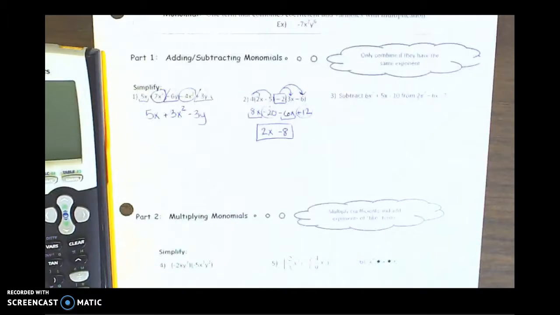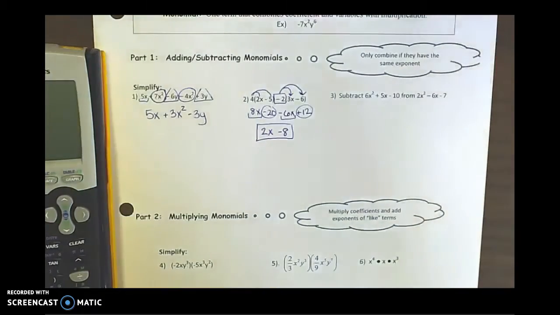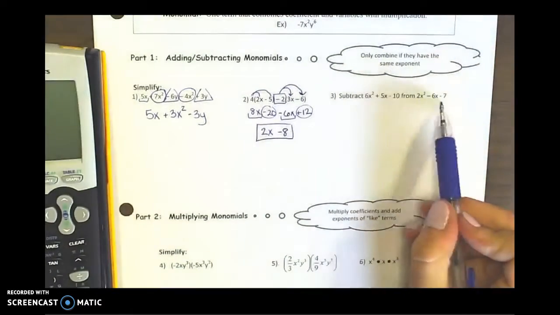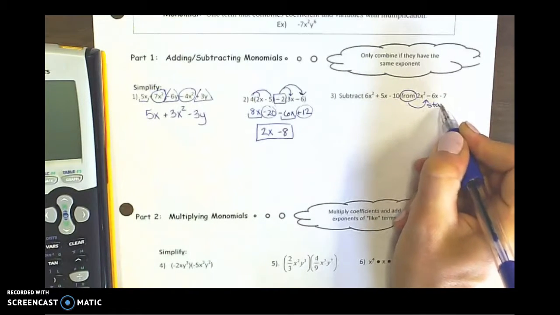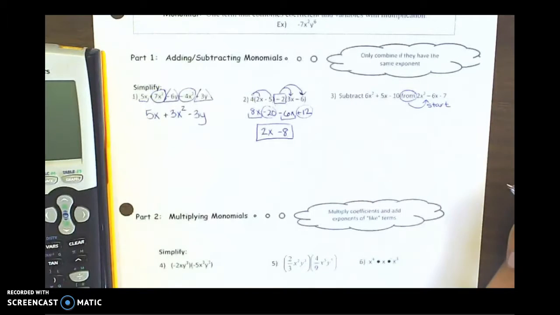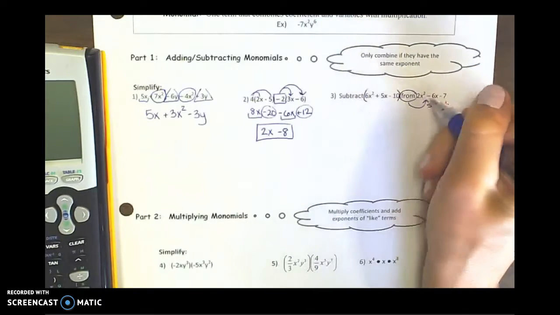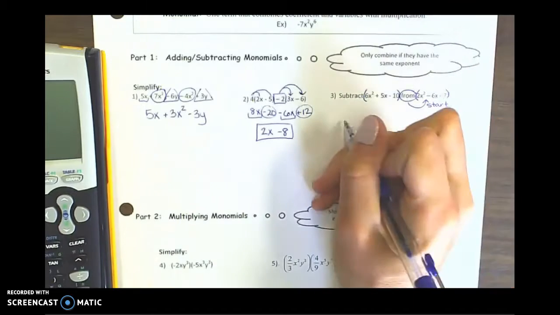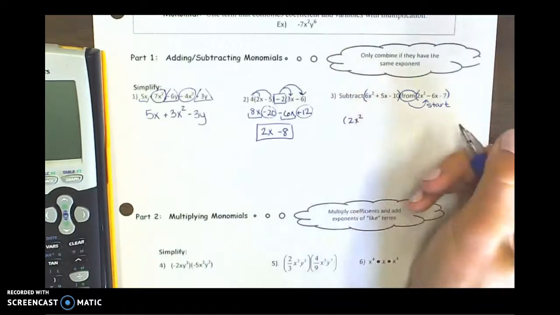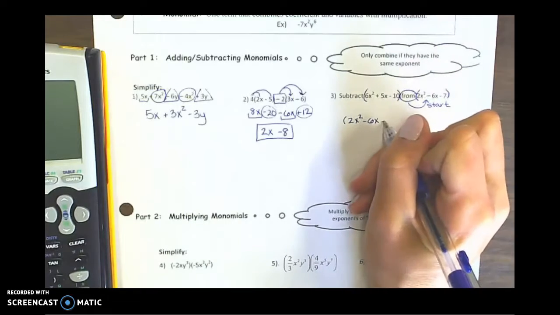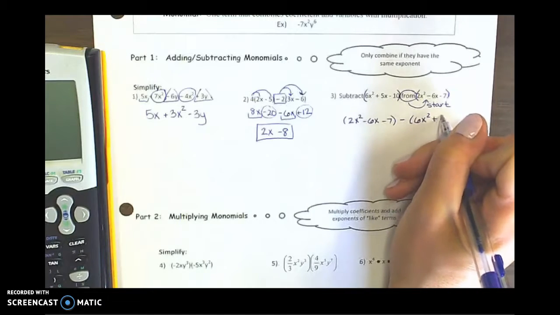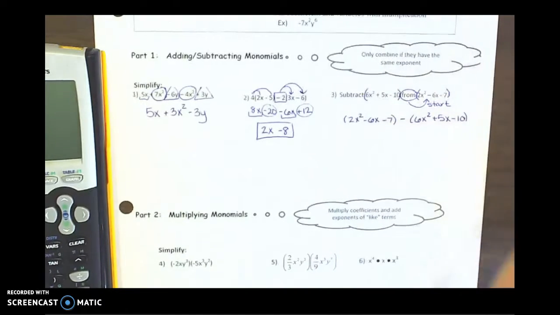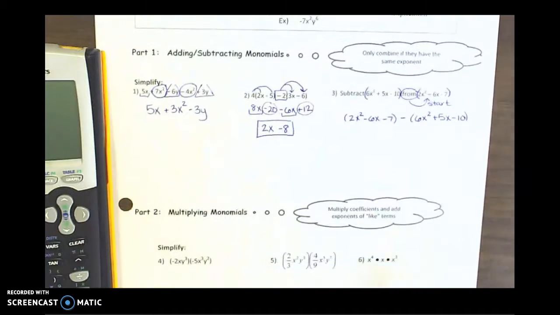Okay, if we take a look at number three, it says subtract 6x squared plus 5x minus 10 from this quantity. So remember, whenever you see the word from, you start with what comes after the word from. Now, these are polynomials. Polynomials are quantities, and quantities go into parentheses. So I'm going to put parentheses around these. So I'm going to start with 2x squared minus 6x minus 7, and I'm going to subtract 6x squared plus 5x minus 10. Now, the first thing I have to do is distribute to get rid of my parentheses.